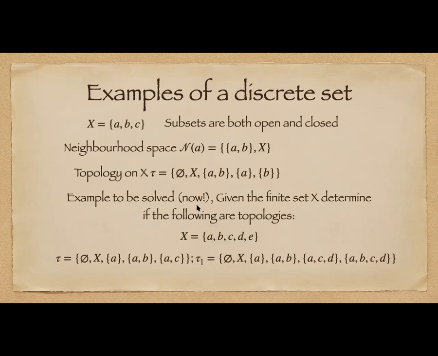So take a pen and paper or just do it in your head. Does this collection of subsets tau form a topology on X? Do they define a topological structure on X where X is a discrete set comprised of 5 elements? Does tau define a topology on X? Next, does tau1 define a topology on X? I'll pause the recording.